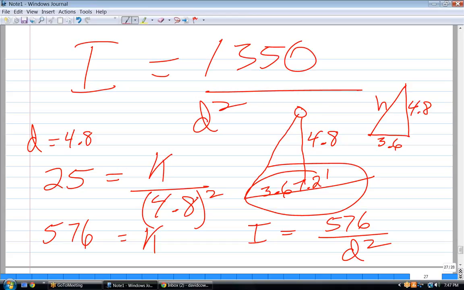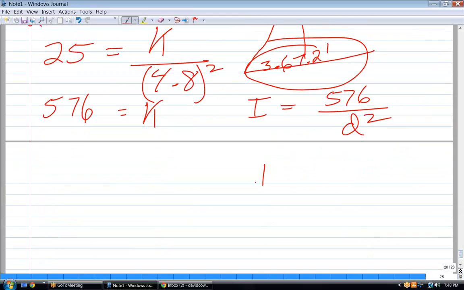I got 36, so it would be H equals 6. Really? H equals 6? Yeah. It's A squared plus B squared equals C squared, correct? Right. Yeah, that's what I did. C squared equals 36, so H equals 6. Okay. So now the intensity is going to be what? It is 25 lux at the center of the table. What is it at the edge of the table?